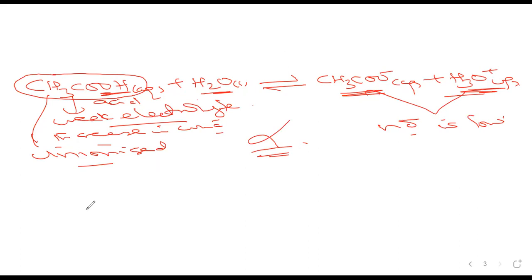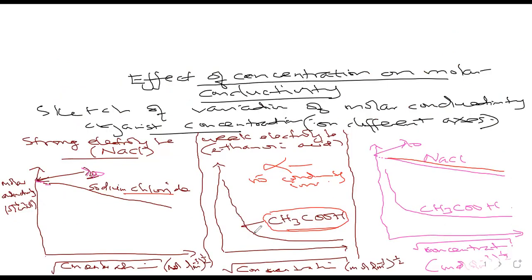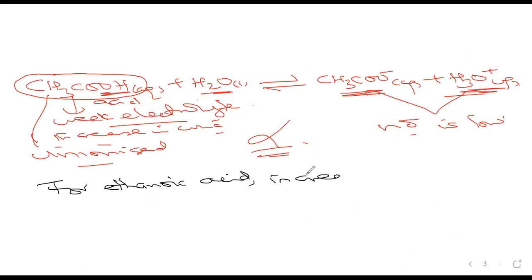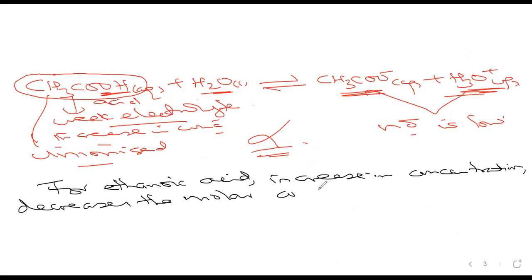So what shall we have to say? For ethanoic acid, which is this one here, increase in concentration decreases the molar conductivity. Why does the molar conductivity decrease in that case?